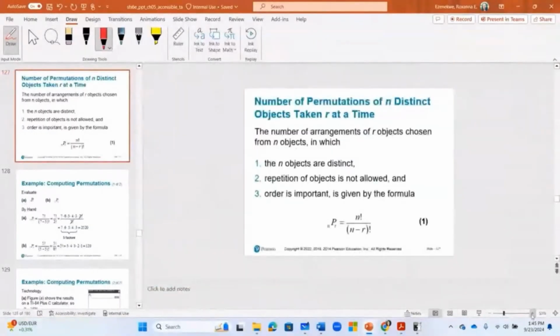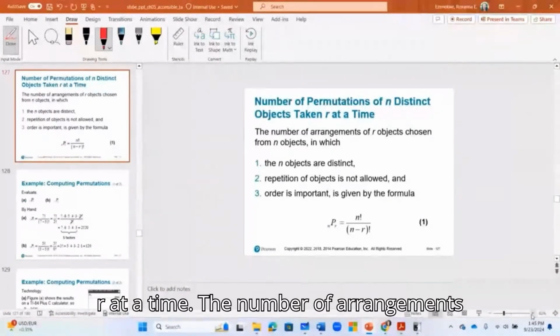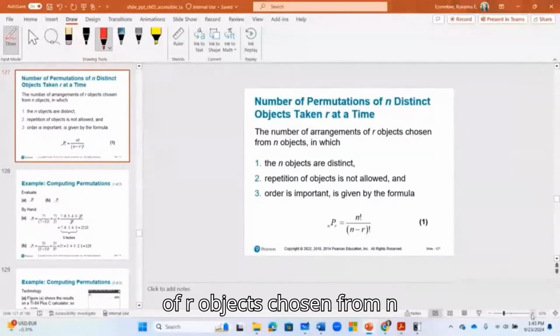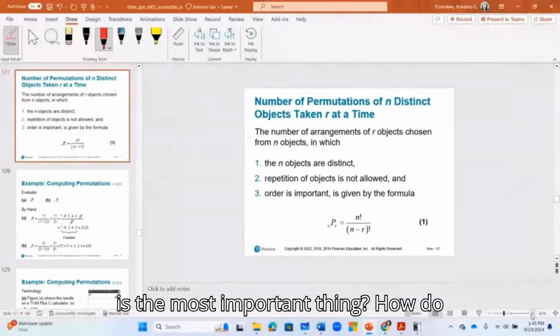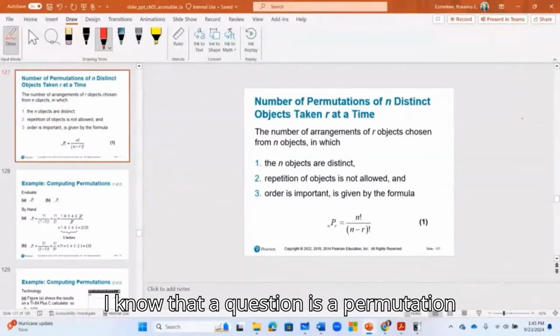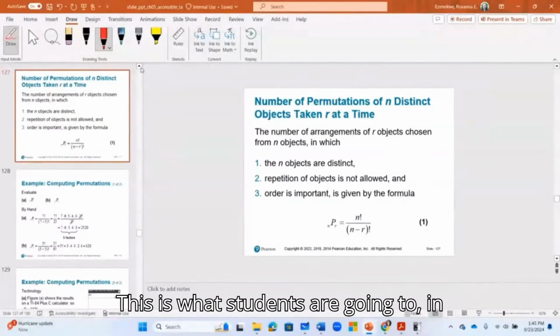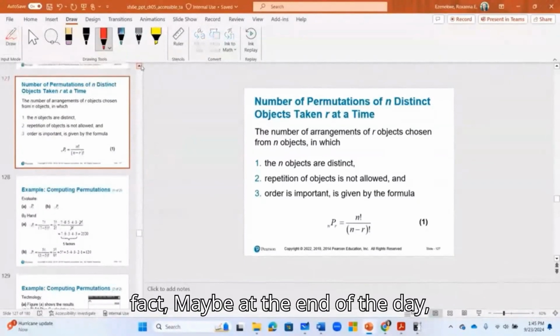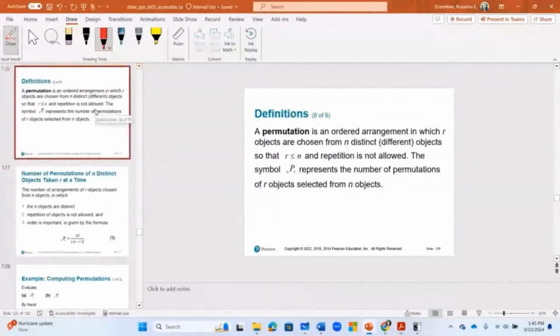Okay. Number of permutations of n distinct objects taken R at a time. The number of arrangements of R objects chosen from n objects. Okay, we want to know what is the most important thing. How do I know that a question is a computation question? That is the biggest problem. This is what students are going to, in fact, maybe at the end of the day, somebody's going to start asking this question. So let's read the definition.